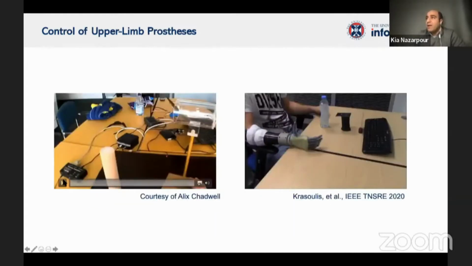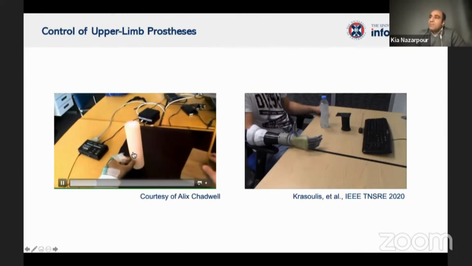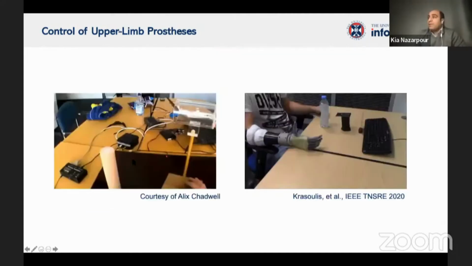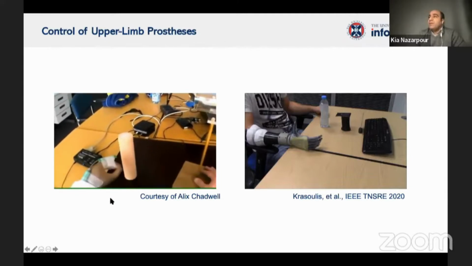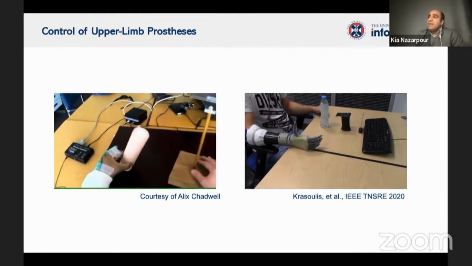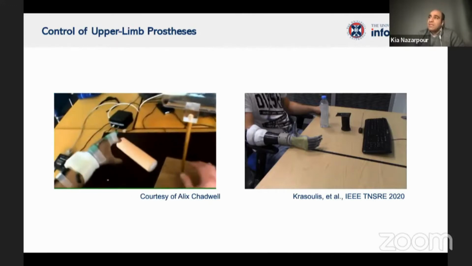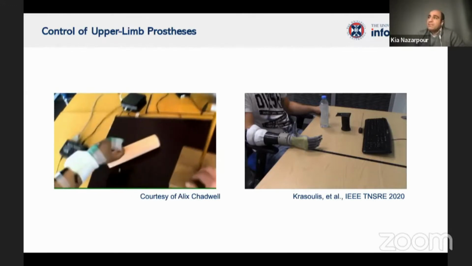This is a video that was provided to me by Alex Shadwell in Salford, and she shows the reality of myoelectric control in a clinical setting, in a two-channel system. In this video, a person wants to grab this cylinder and put it in a tube. And you can see how difficult it is, despite the simplicity of the control, actuation of the device with this controller.